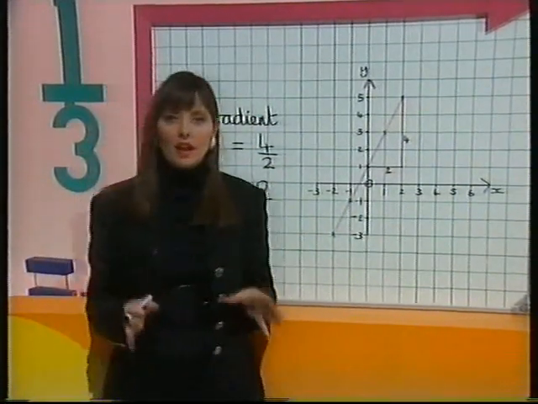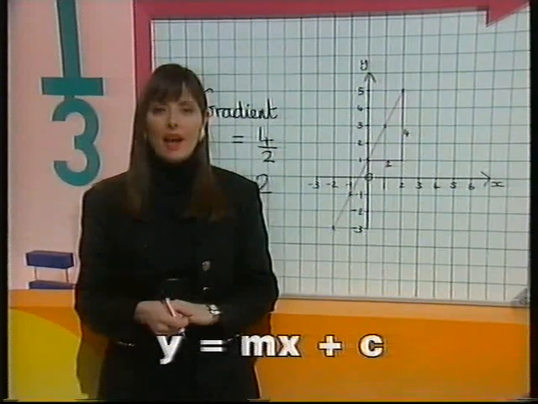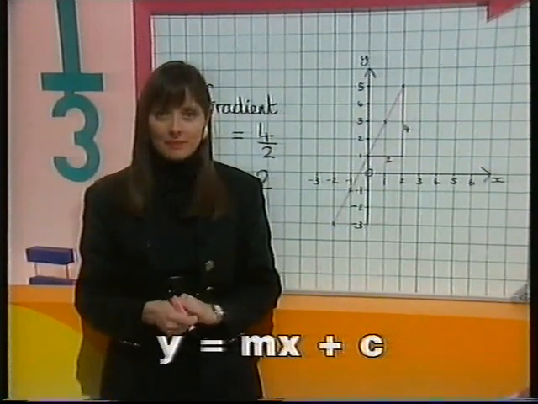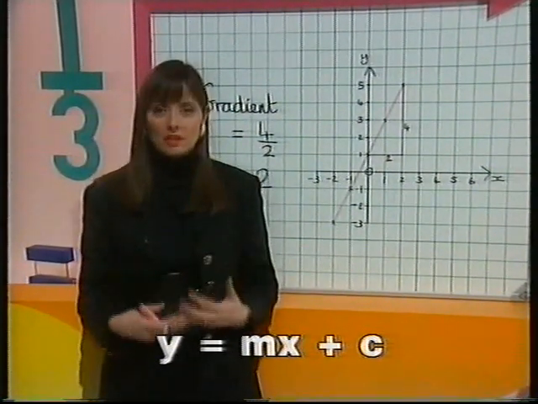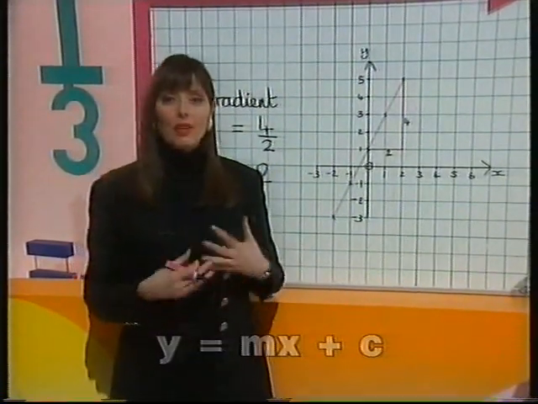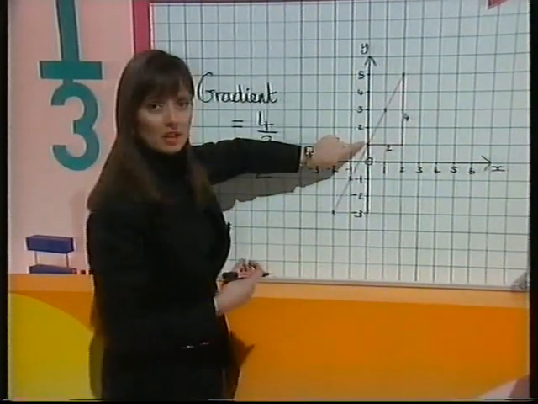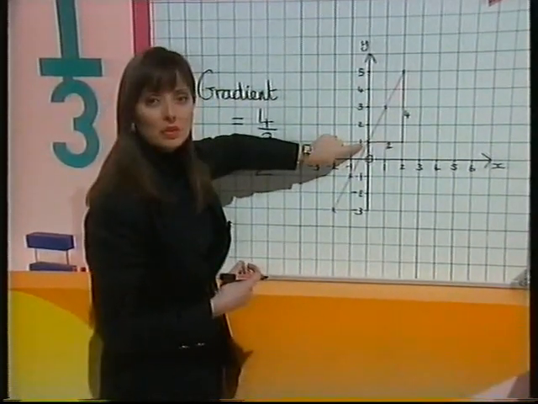Now, all straight lines have the same basic formula. y equals mx plus c. m equals the gradient of the line, and c is called the intercept. It's the value of y where the line crosses the y-axis, or where x equals 0.